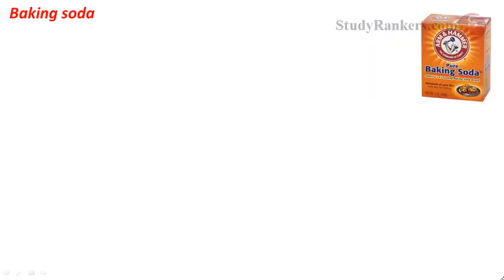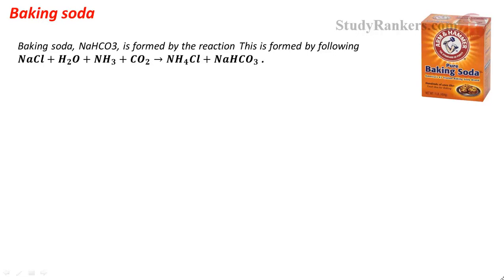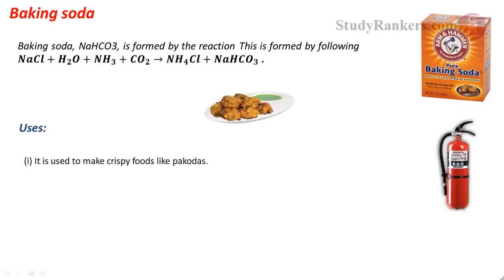Baking soda, NaHCO3. This is formed by the following reaction. NaCl plus H2O plus NH3 plus CO2 will give NH4Cl plus NaHCO3. It is used to make crispy foods like pakoras. It is also used for fast cooking.